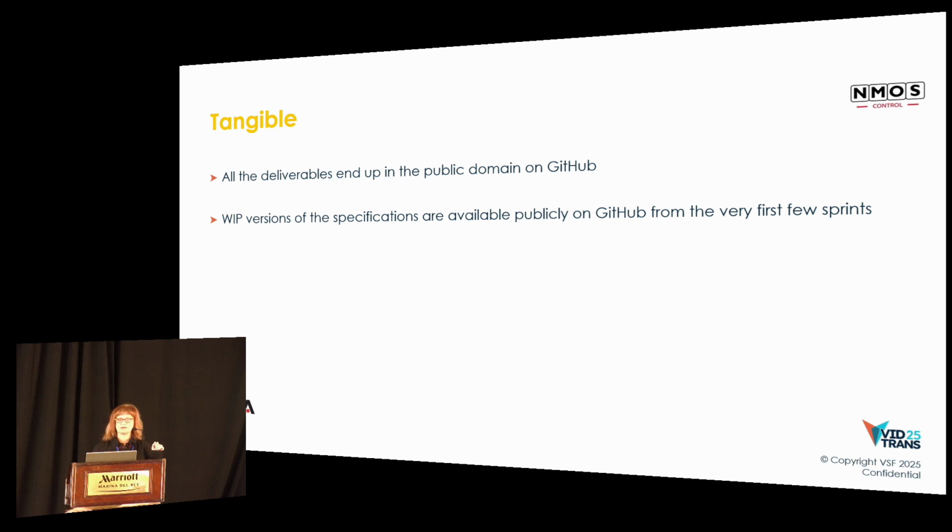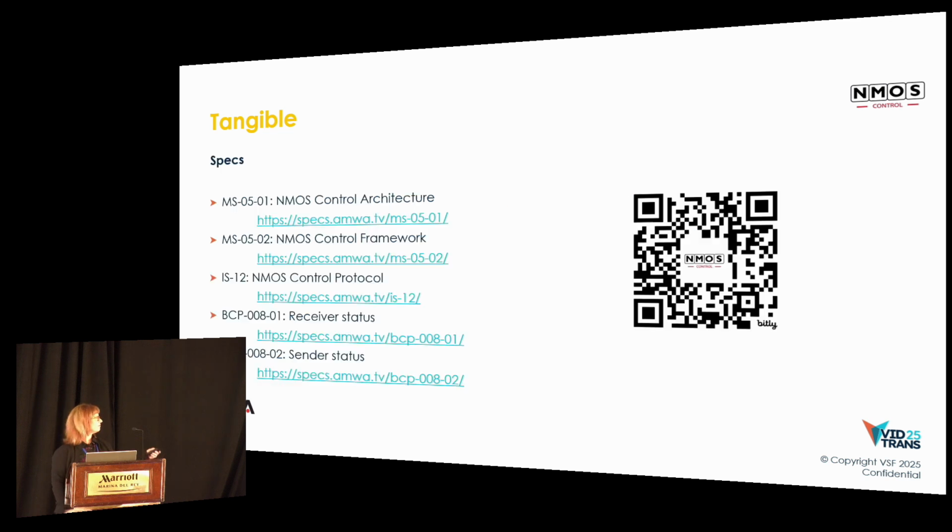Most, if not all, of these deliverables end up in the public domain on GitHub. And most of the time, early WIP versions are made public from the first couple of iterations. So looking at the deliverables for NMOS and monitoring and control activities specifically, you can see the NMOS control architecture, NMOS control framework, the control protocol, and the receiver status and sender status. If you feel like it, the QR code will take you to all those.